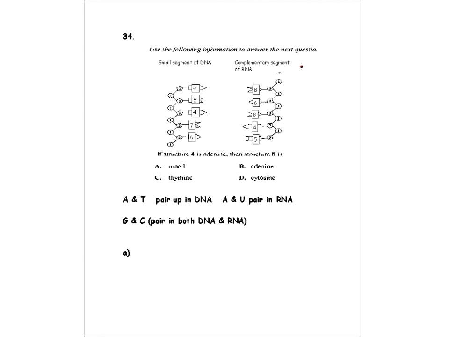Anyways, okay. Use the following information to answer the next question. So this one says we have a small segment of DNA, and we've got a complementary section of RNA. It says if structure 4 in DNA is adenine, what is structure 8 going to be in RNA? Okay, well let's just review what the base pairing is.